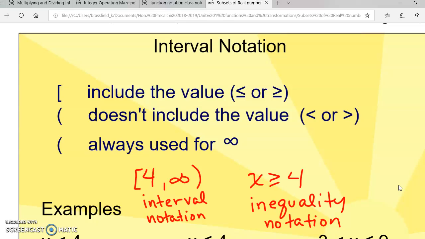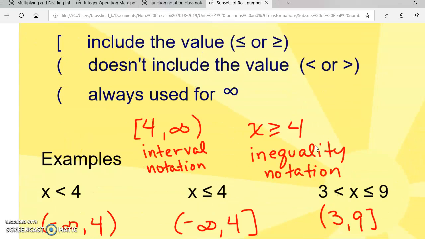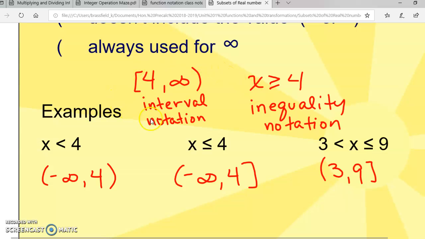So if you want to include a value, if it says less than or equal to or greater than or equal to, you're going to have to include that bracket. You're going to use a parenthesis if you don't want to include that value. So if it's just a less than sign or a greater than sign, and a parenthesis is always used for infinity. Okay. So this is what interval notation looks like.